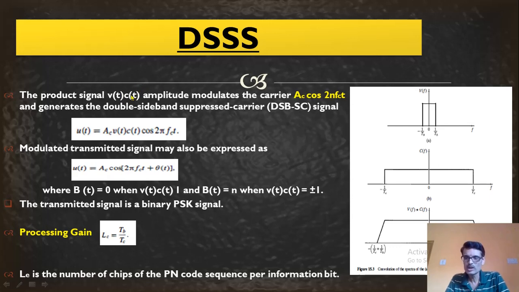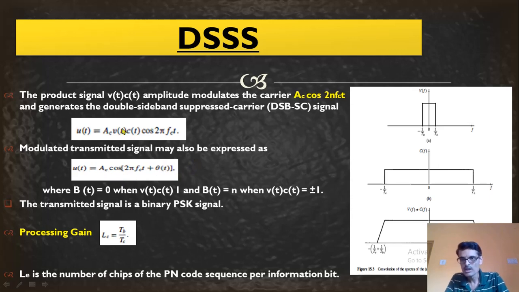So when you multiply this V of t, C of t with a carrier, we get a DSBSC signal, double sideband suppressed carrier signal. A simple multiplication of two signals always will give you the double sideband suppressed carrier signal, as you know earlier, right? So the output of that modulator is nothing but A_c V of t, C of t cos 2 pi f_c t, simple multiplication. So this modulated signal can be represented like this: A_c cos 2 pi f_c t plus theta of t.